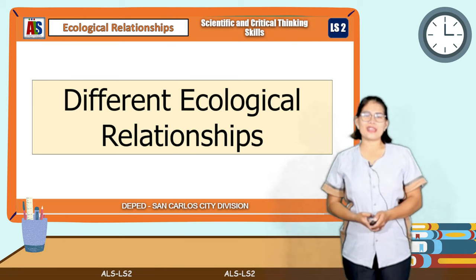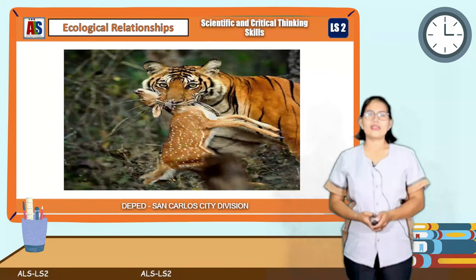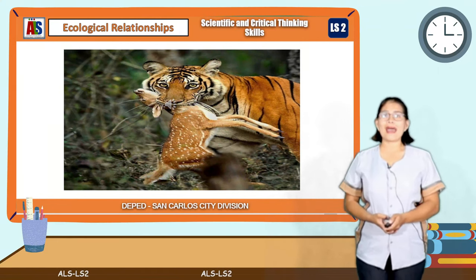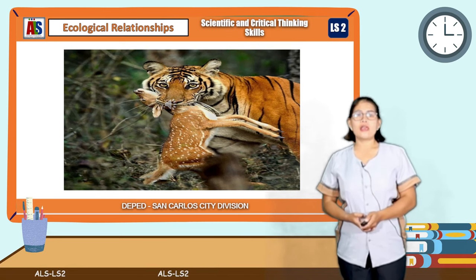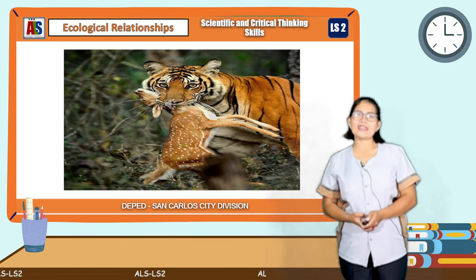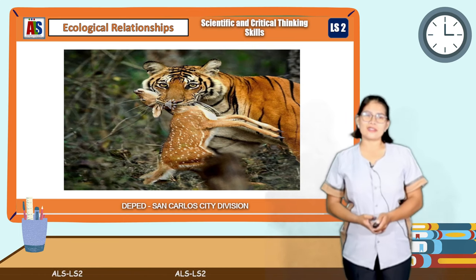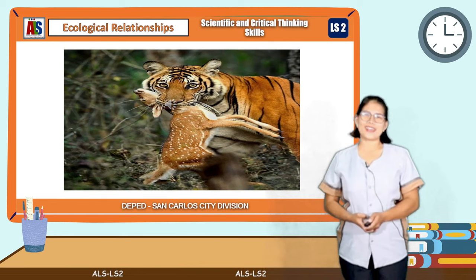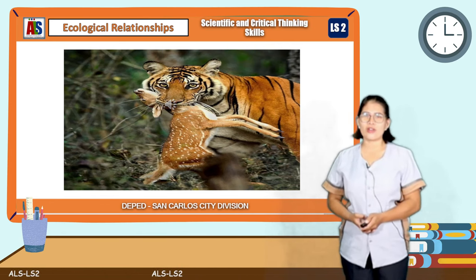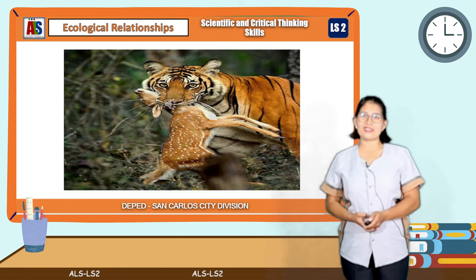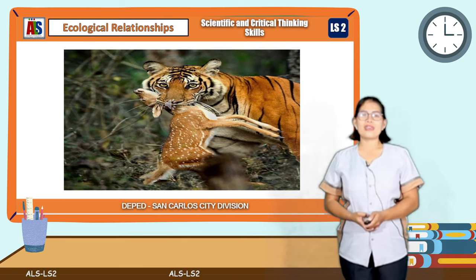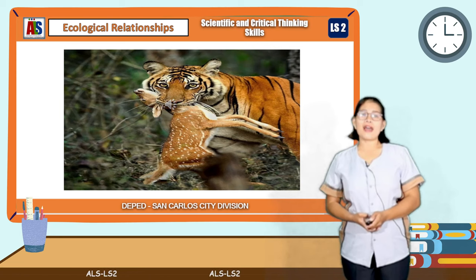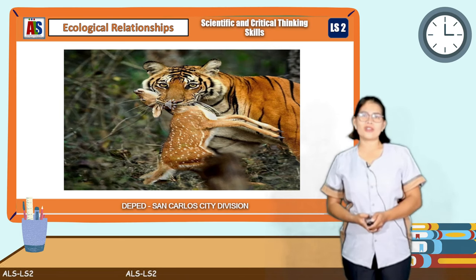We have the different ecological relationships. Here I have pictures of animals in the ecosystem. What can you see in the picture? Comment your answer in the chat box below. If your answer is the tiger is eating the deer, you are correct. What do you think is the ecological relationship of the tiger and the deer? Here it shows predation. Why? Because the one is killed by another stronger animal.